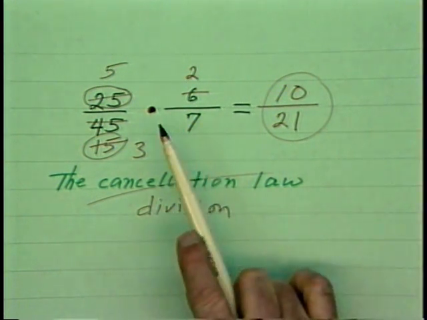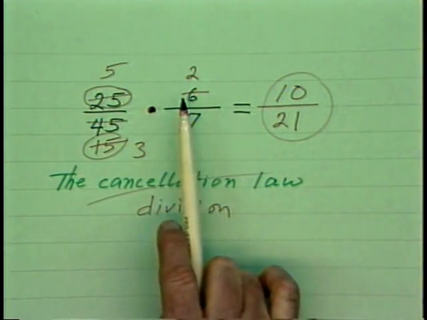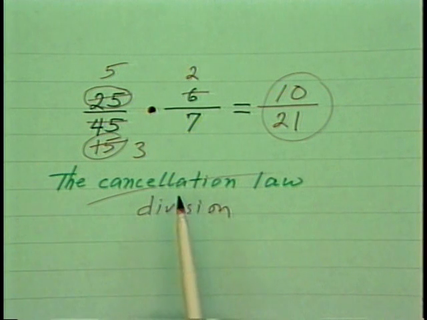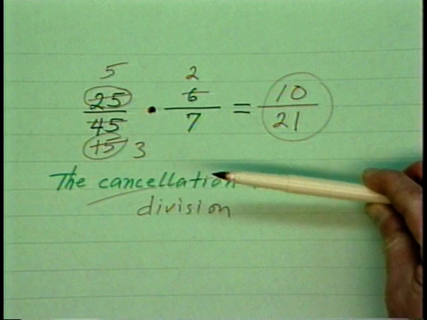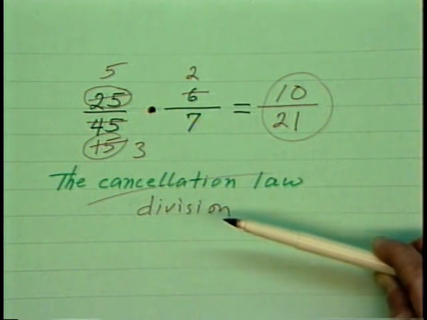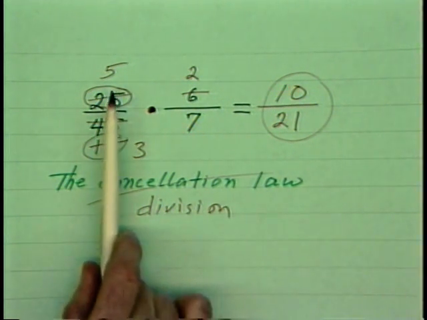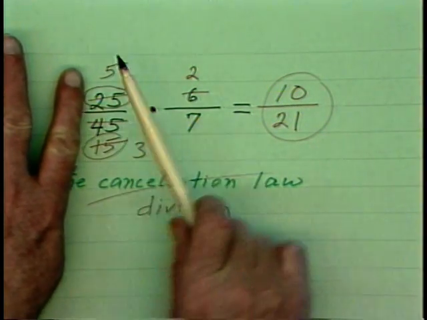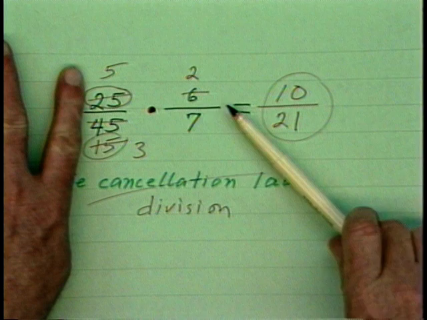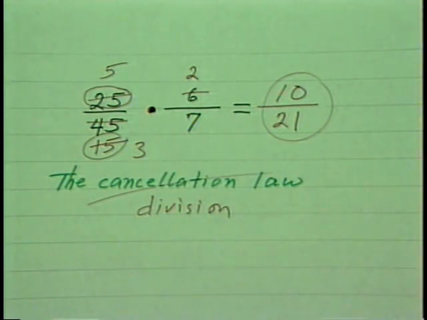So when you're multiplying fractions, make liberal use of the cancellation law, but do remember the cancellation law is a special case of division, and that you can always divide top and bottom of single fractions anywhere, but you can divide across only multiplication situations between fractions.